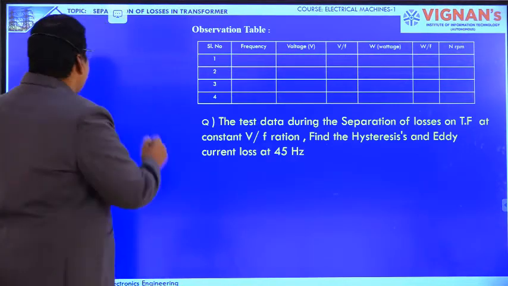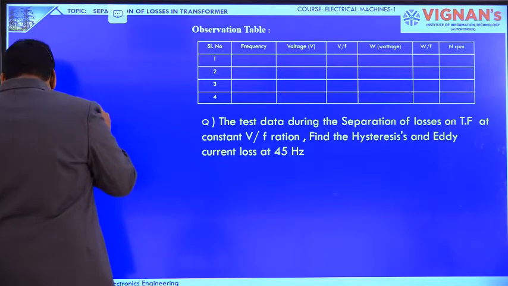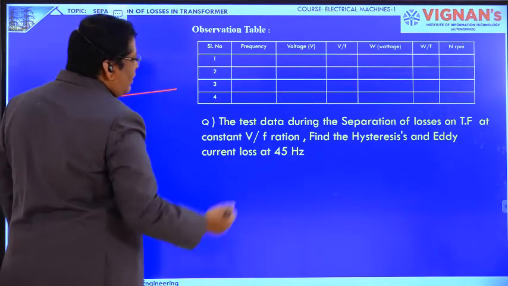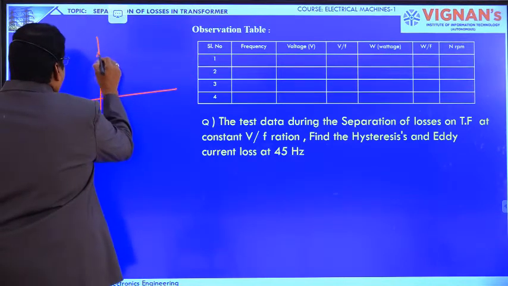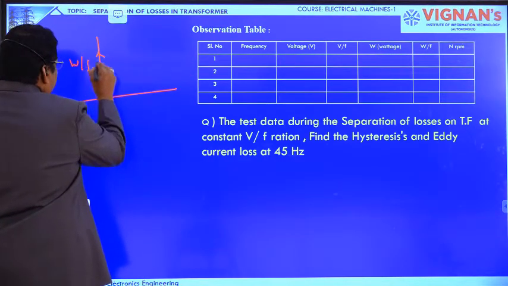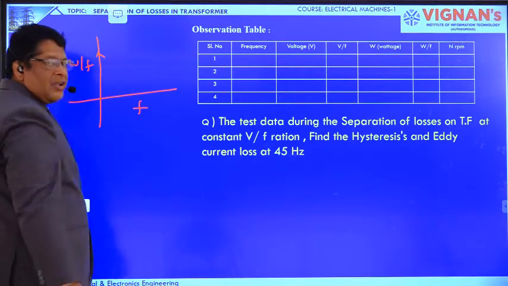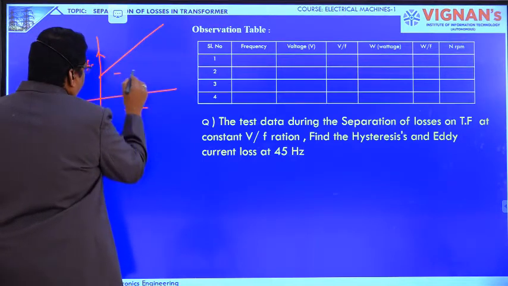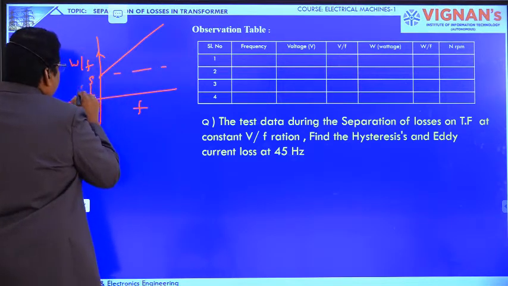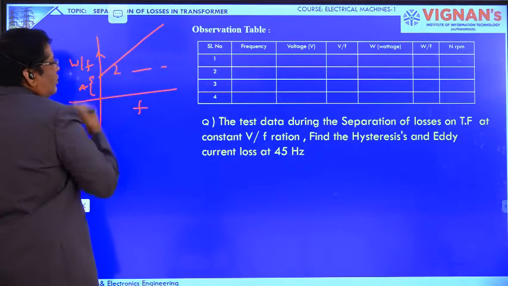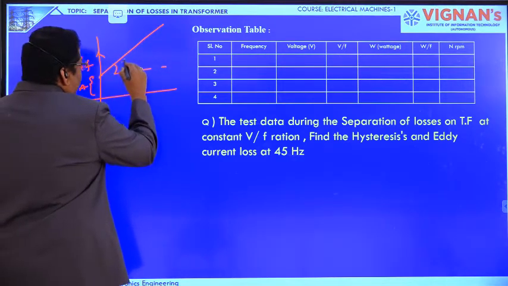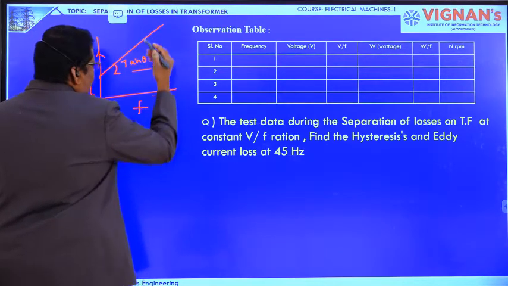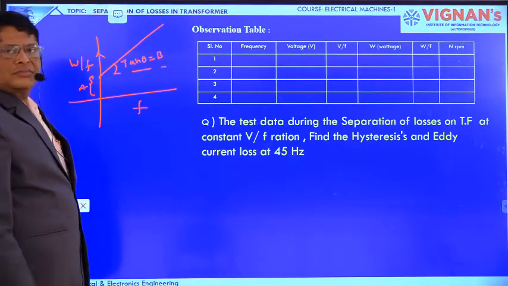Once you know this data, we can draw a graph, as we have already seen. Take W by F on the y-axis and frequency on the x-axis. If you draw the graph, you get this type of graph. This intercept value becomes A. If you find the slope of this line, that becomes tan theta equal to B. Right?